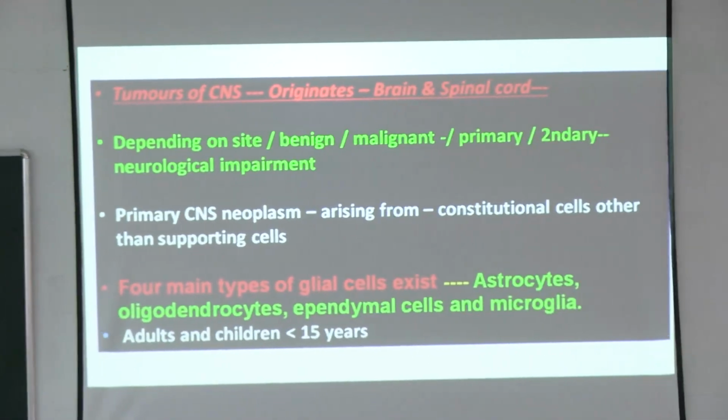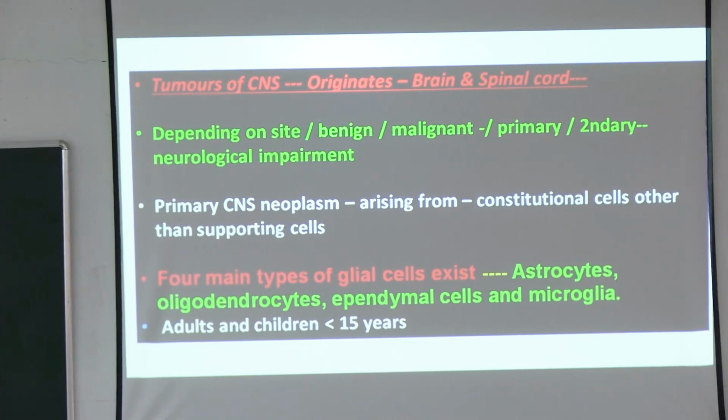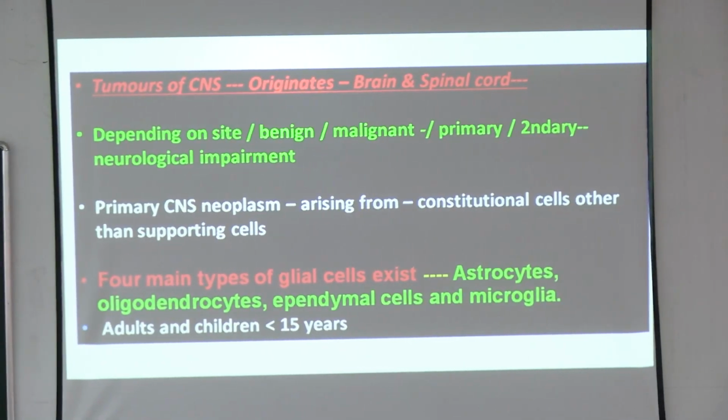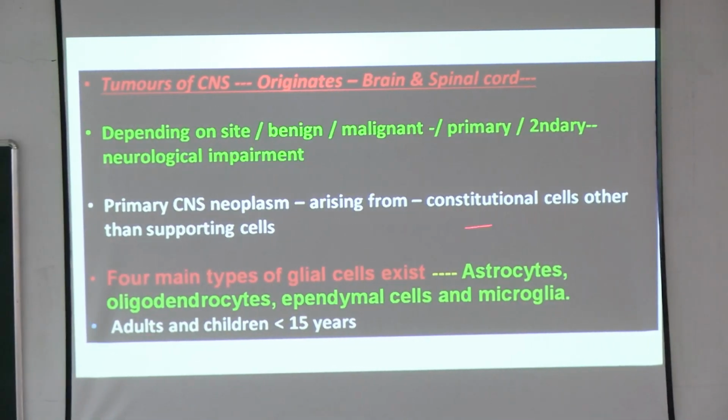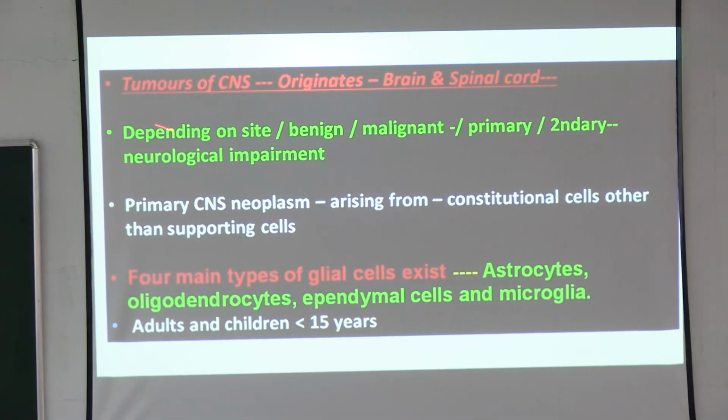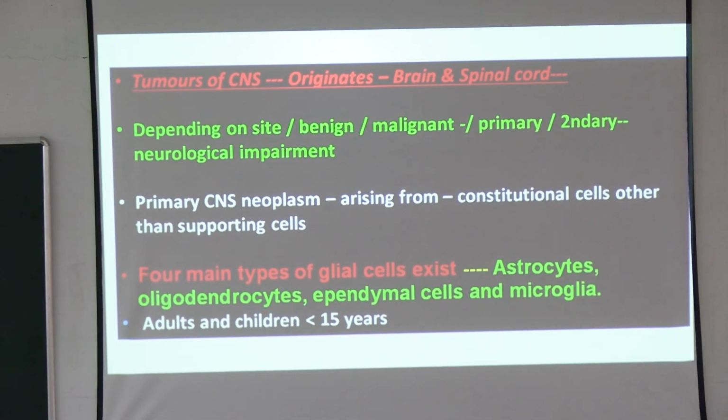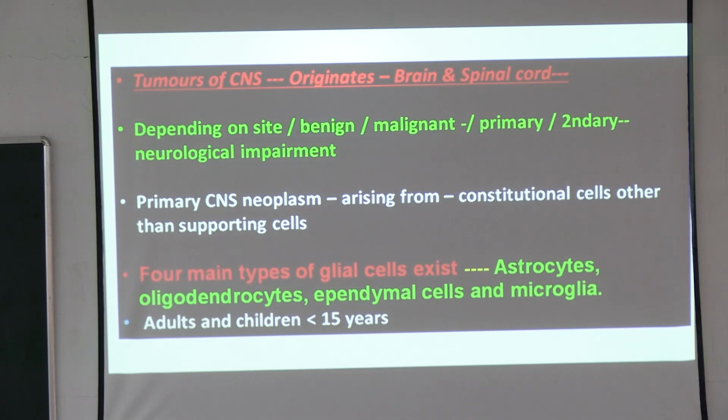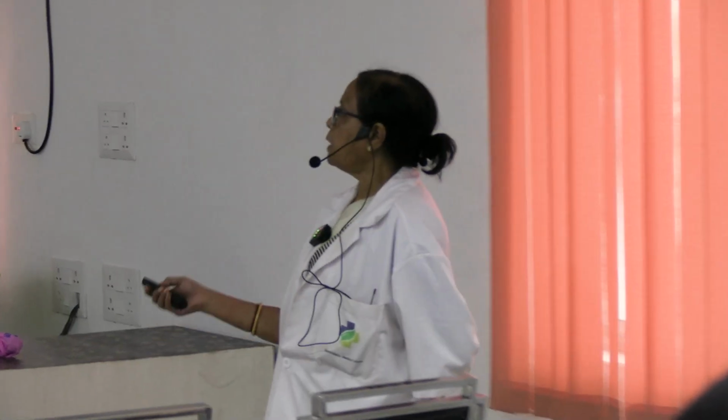And the cells in the brain are of different types. The cells mainly arise from the constitutional cells, from the supporting elements. What are those cells? They are astrocytes, oligodendrocytes, ependymal cells and microglia. The composition of those cells present in the CNS produces the primary tumor. Usually they occur in the elderly age group, but tumors in the pediatric age group are also present in CNS cases.